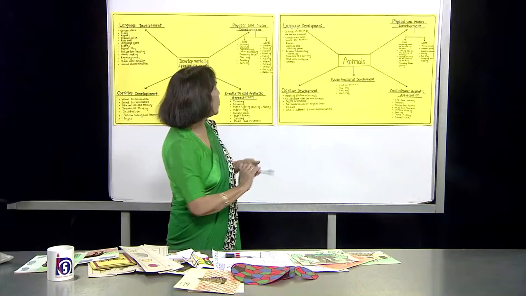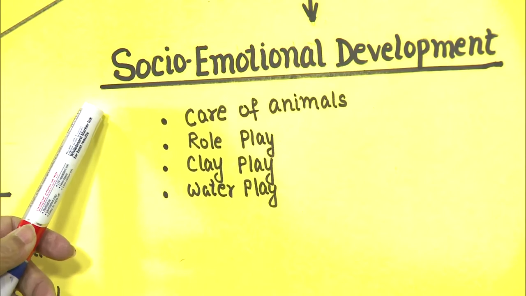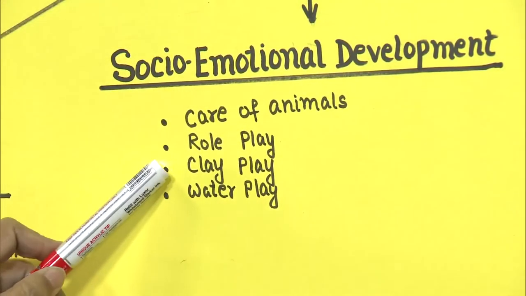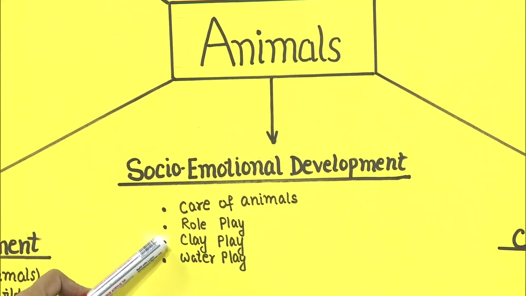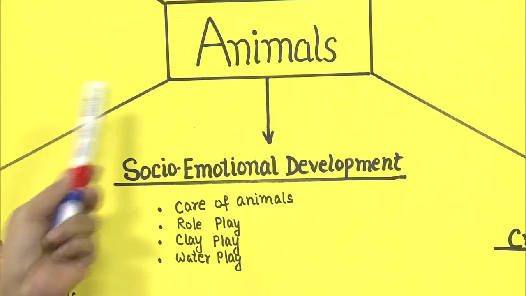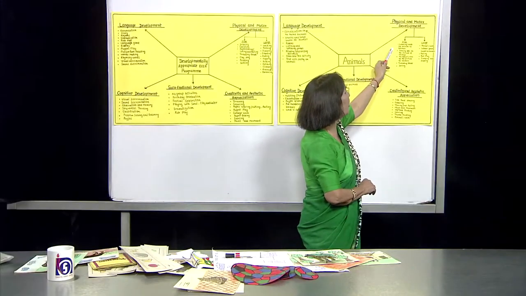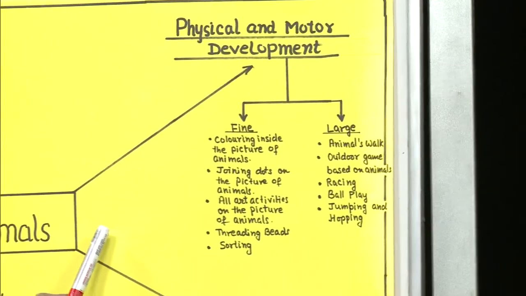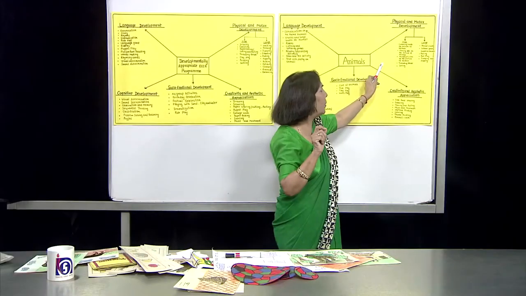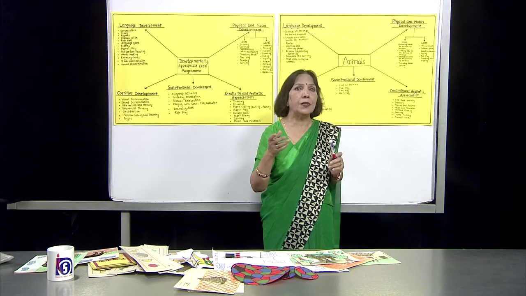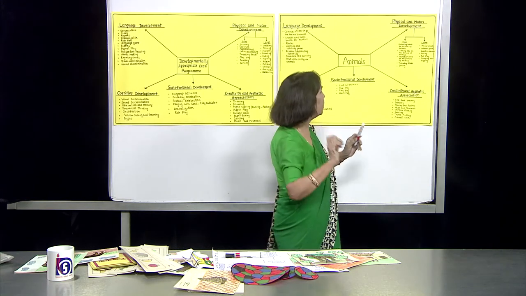Now comes socio-emotional development. For this development, we can talk related to animals, care of animals. How can you care for the animals? Then role play, clay play, and water play. Okay. Again, physical and motor development. Fine motor, coloring inside the picture of animals. Give them the paper and drawing of some animals, and children will color inside the animals.